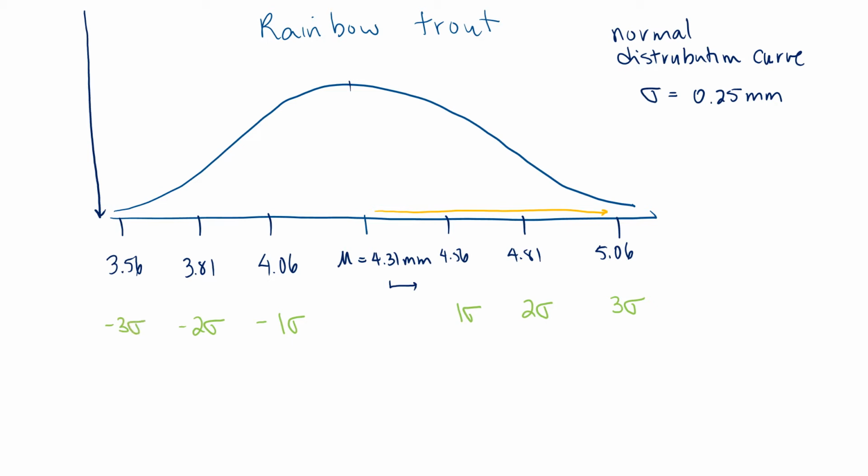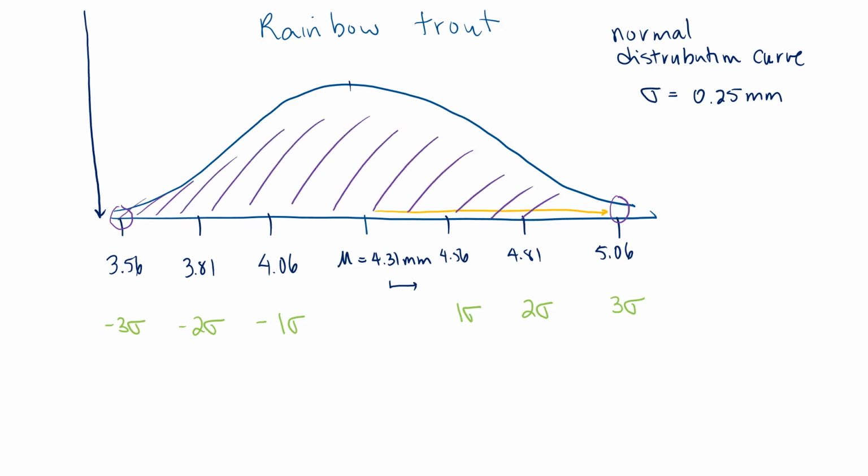So what this bell curve is saying is that there are very, very few fish that have an egg diameter of 5.06 millimeters. Or on the other hand, very few that have a diameter of 3.56. Most of them are in the middle. And the area underneath this curve represents the probability of egg diameters. So if we take a look at the area underneath this, all of this represents 100% of the eggs.